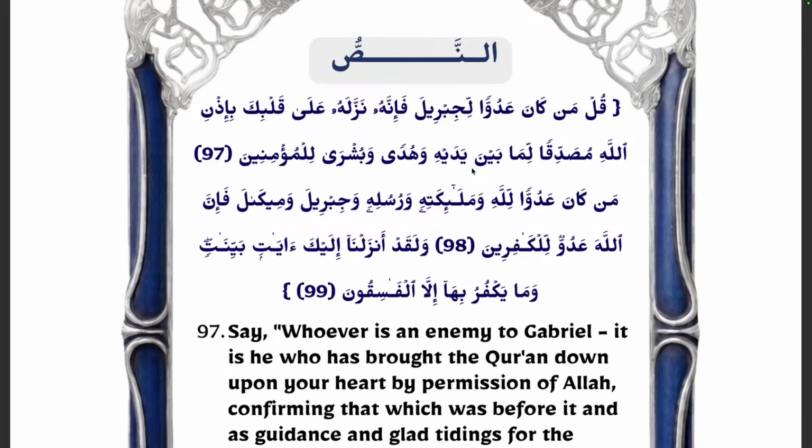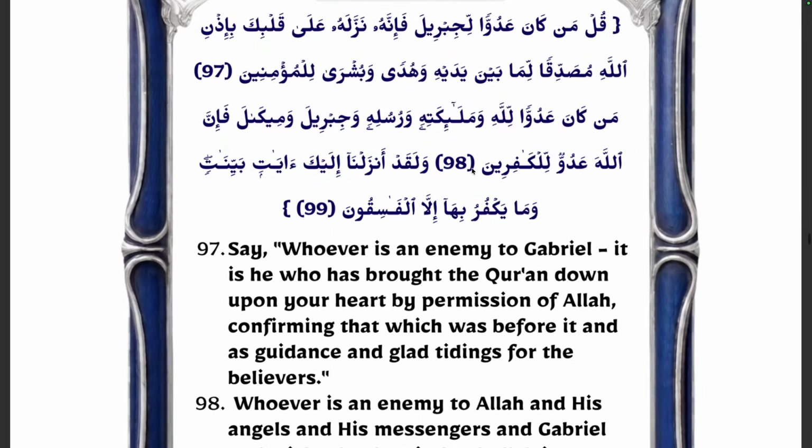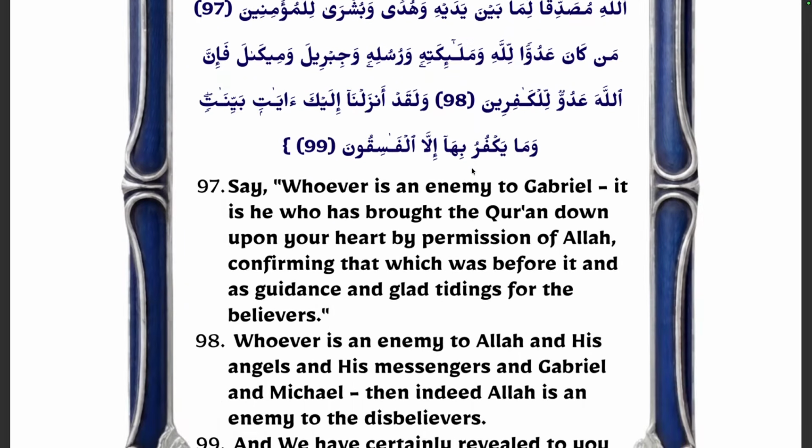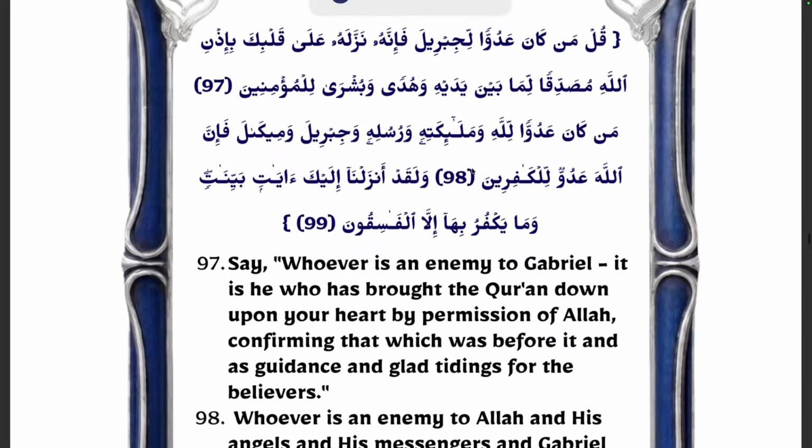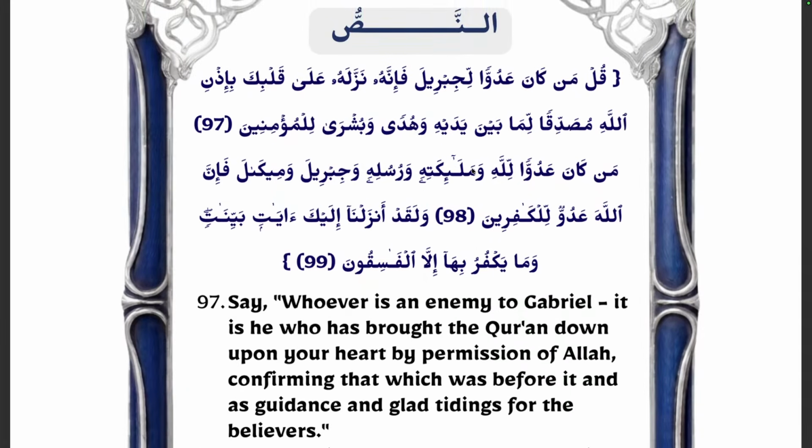Now this word baina yadayhi gave some problem yesterday. Who was given problem by it? Everyone? Okay, let's deal with this word one more time. There's the easy way and the hard way. We're going to do the easy way and then try to explain the hard way.